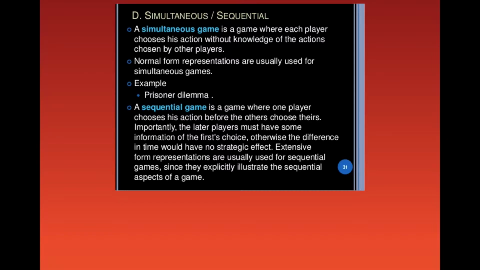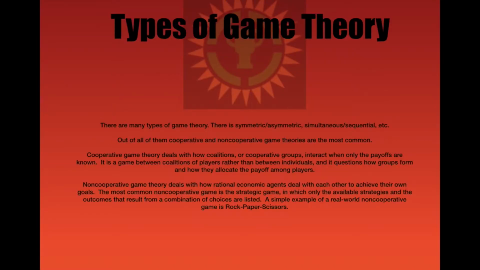A sequential game is a game where one player chooses his action before the others choose theirs. Importantly, the later players must have some information of the first choice. Otherwise, the difference in time would have no strategic effect. Extensive form representations are usually used for sequential games since they explicitly illustrate the sequential aspects of the game.